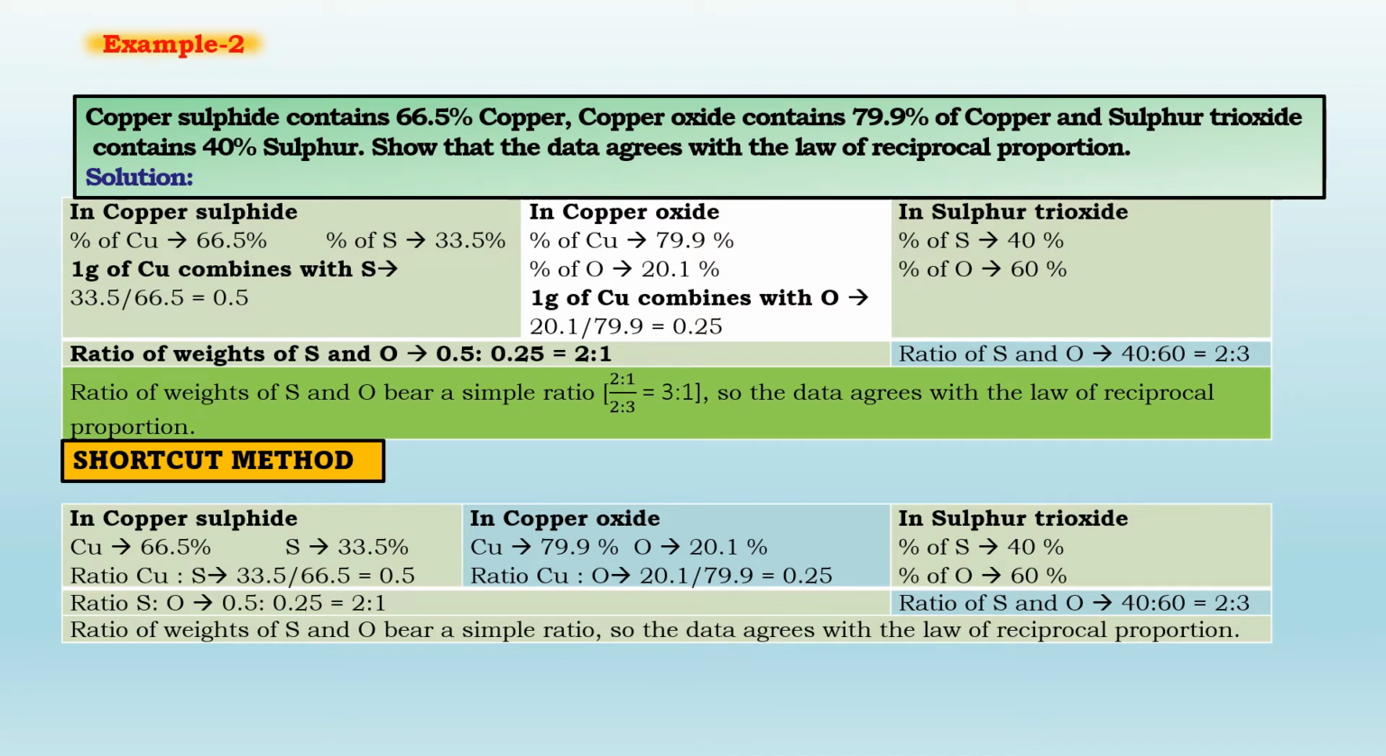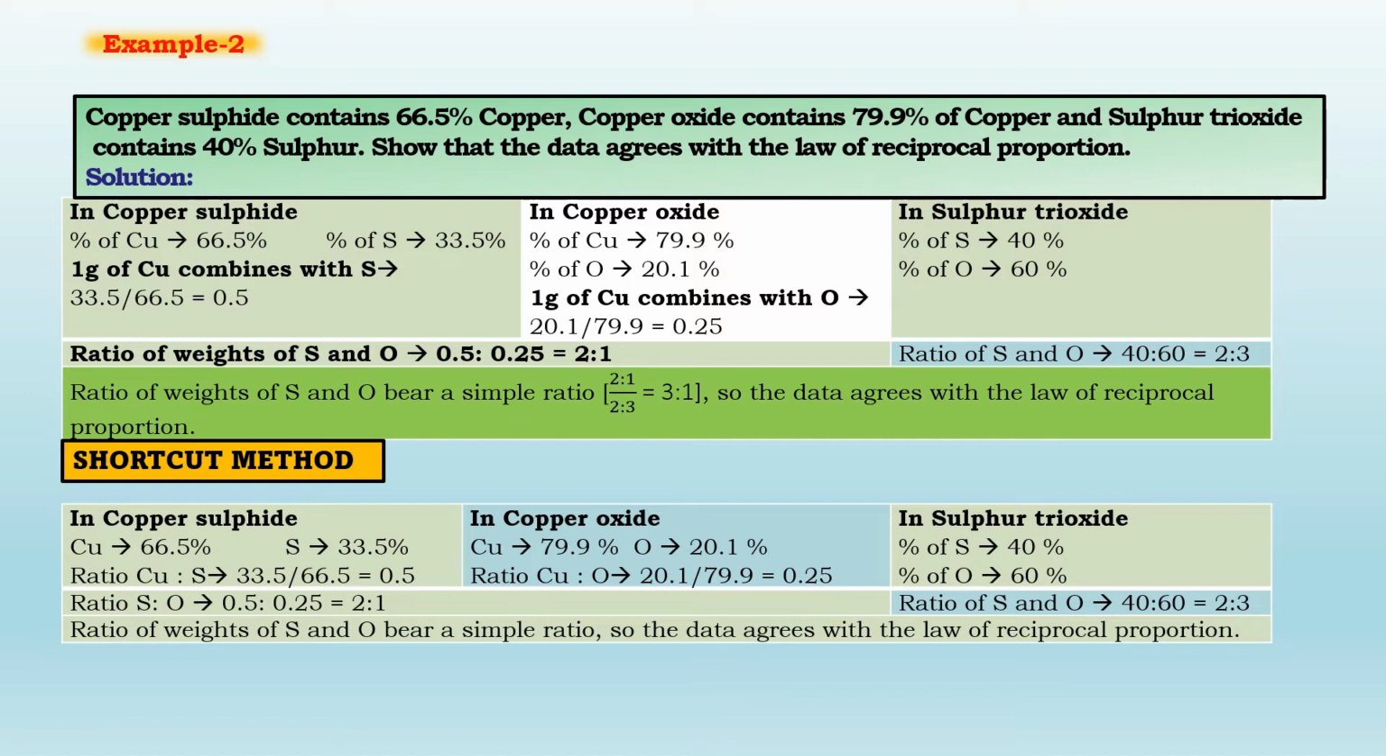In sulfur trioxide, percentage of sulfur is equal to 40%, so percentage of oxygen is equal to 60%. So weight of sulfur and oxygen is equal to 40 is to 60, which is equal to 2 is to 3. Ratio of weights of sulfur and oxygen bear a simple whole number ratio, that is equal to 2 is to 1 divided by 2 is to 3, that is equal to 3 is to 1. So the data agrees with the law of reciprocal proportion. Shortcut method. In copper sulfide, copper is equal to 66.5, so sulfur is equal to 33.5.